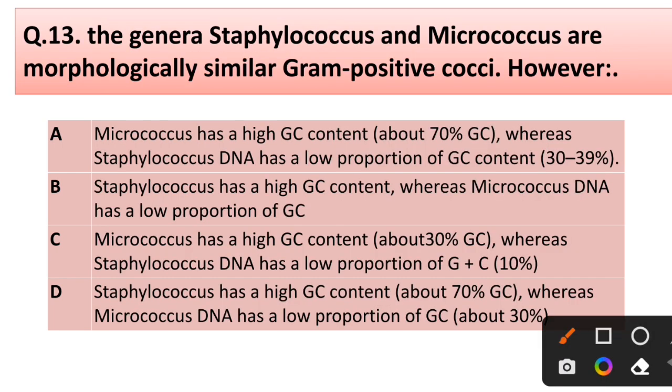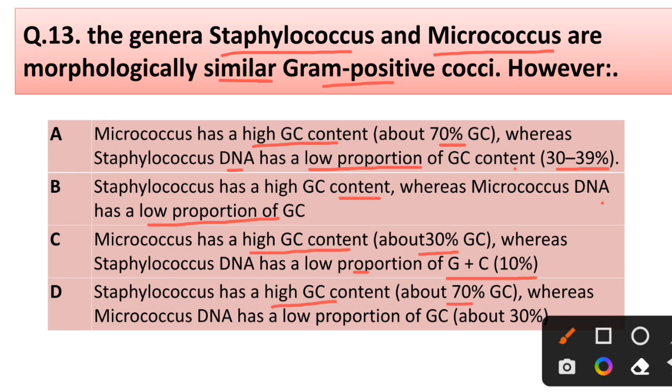Question number 13. The genera Staphylococcus and Micrococcus are morphologically similar gram-positive cocci. However, Micrococcus has high GC content, about 70%, whereas Staphylococcus DNA has low GC content, 30 to 39%. Other options reverse or alter these values. Our answer is option A.